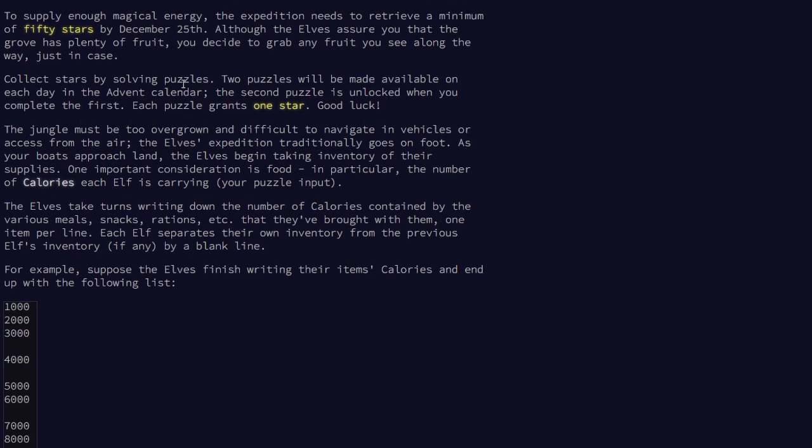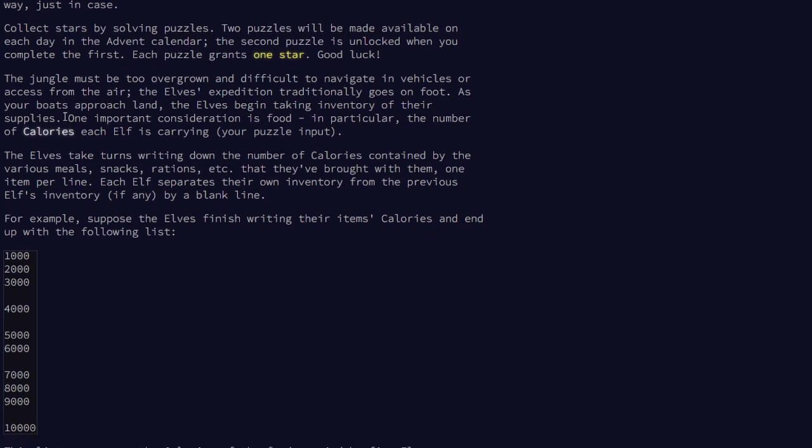Collect stars by solving puzzles. Two puzzles will be made available on each day in the Advent calendar. The second puzzle is unlocked when you complete the first. Each puzzle grants 1 star. Good luck. The jungle must be too overgrown and difficult to navigate in vehicles or access from the air. The elf expedition traditionally goes on foot.